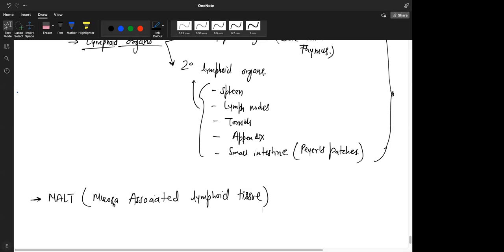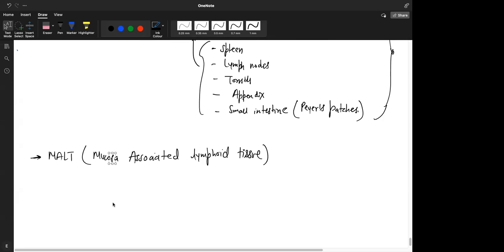Digestive tract. Perfect. What is the other name of digestive tract? It starts with G. Yes, it's called GIT, gastrointestinal tract. And other? Nasal tract. Yes, that comes under respiratory, no?